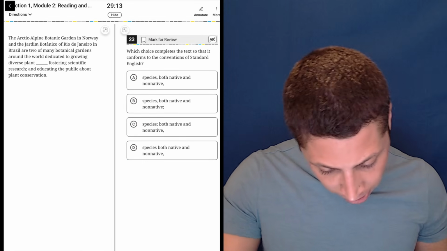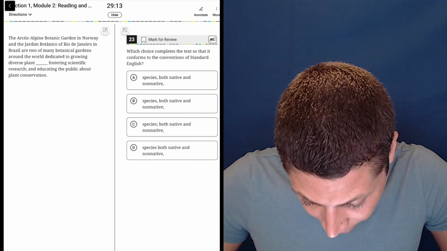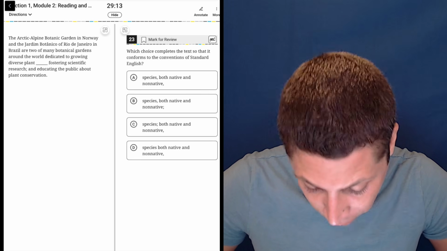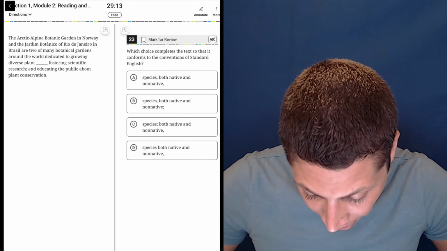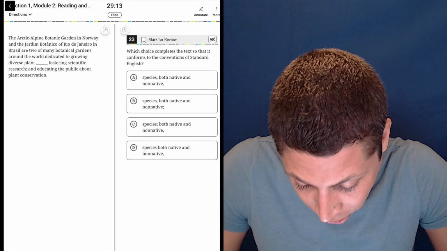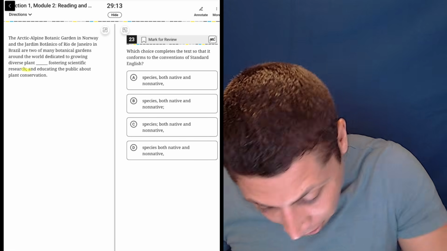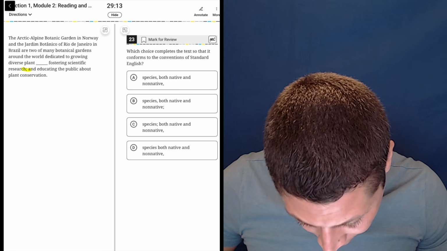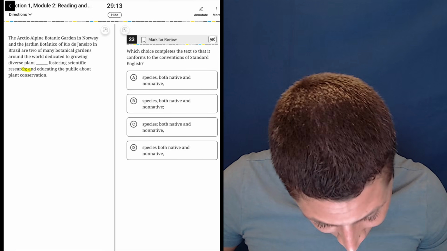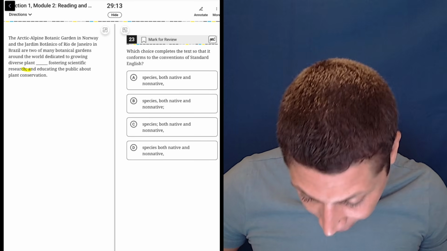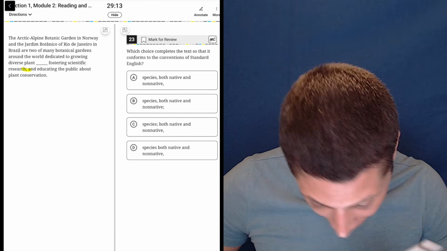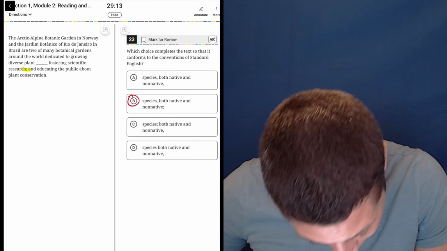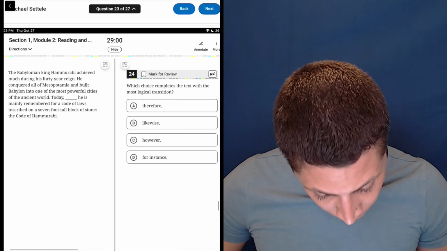Let's see. Okay, the Arctic Alpine Botanic Garden in Norway and the Jardim Botanico of Rio de Janeiro in Brazil are 2 of the many botanical gardens around the world dedicated to growing diverse plant species, both native and non-native, fostering scientific research and educating. Okay, so they're using the semicolon in a way that's very unusual. They're using it as a list, so it's a list of things. So it's a way, the world dedicated to growing diverse plant species, both native and non-native, fostering scientific research, that's part 2, and educating the public. So I need a semicolon at the end of this thing. So B. Yeah, good.